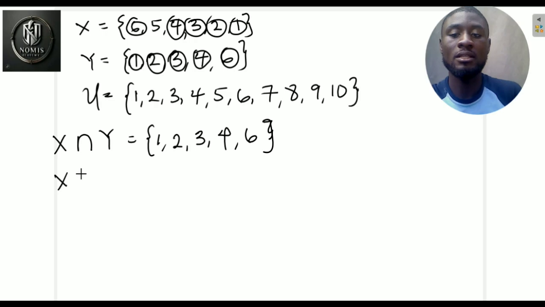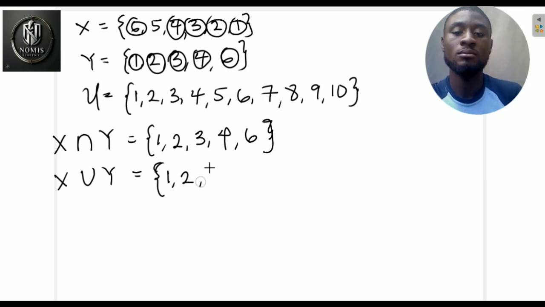Now what about X union Y? X union Y. So remember, the meaning of union is the addition of the elements without repetition of any element twice. So we have 1, we have 2, we have 3, we have 4, we have 5, we have 6, and that is the last of all.